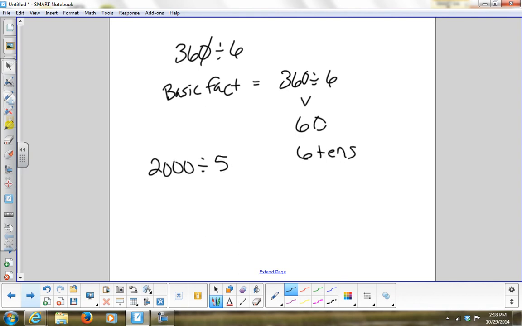Okay. Number 3, 2,000 divided by 5. What is my basic fact? Esme, can you have 2 divided by 5? This one's tricky. Ivan, 20 divided by 5. Okay, so how many zeros did you ignore? 2 zeros. 20 divided by 5 is what? 4. 5 times what is 20? 4. And would this be tens or hundreds?